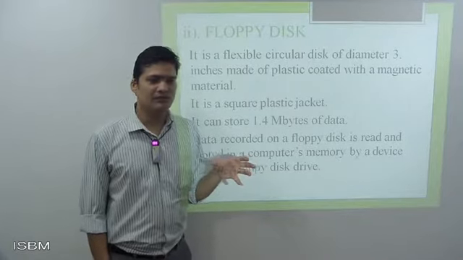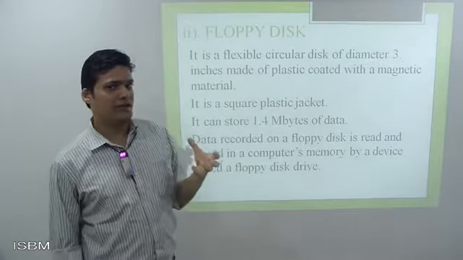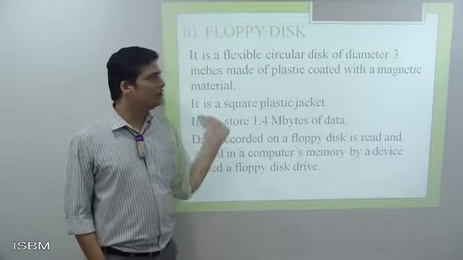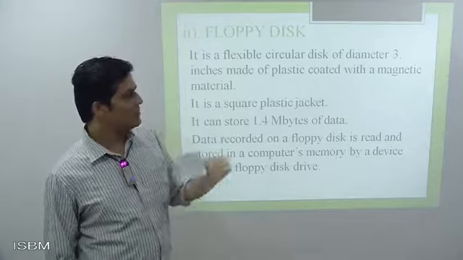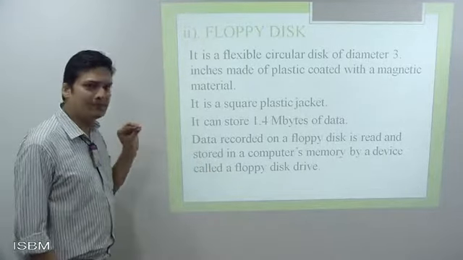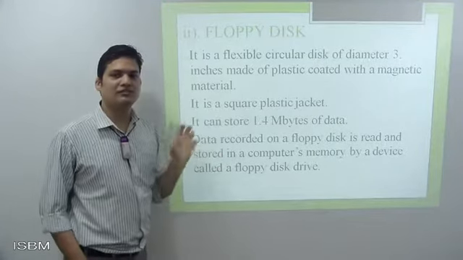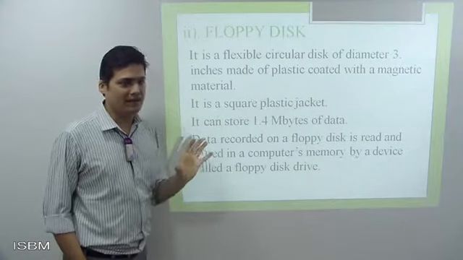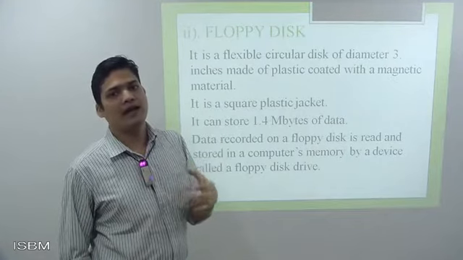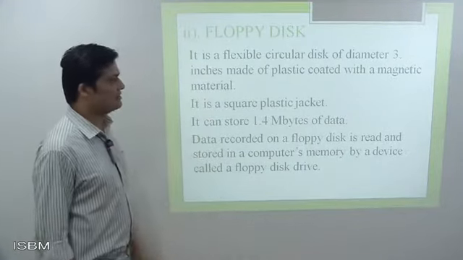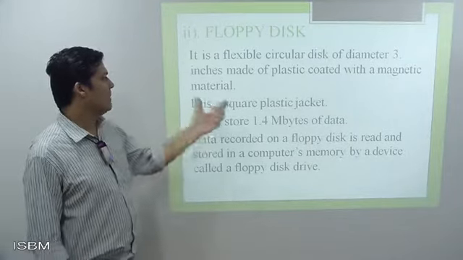At least 1 GB minimum, because even if you want to store some movie, it will require 750 MB to 1.5 GB. And floppy disk doesn't have the capacity to store this much data, so that's why floppy disk is obsolete now, I can say, because no one uses floppy disk nowadays. The storage capacity of the floppy disk is very limited, and nowadays all the data storage devices require high capacity storage. So it is a flexible circular disk of diameter 3 inches made of plastic coated with magnetic material.